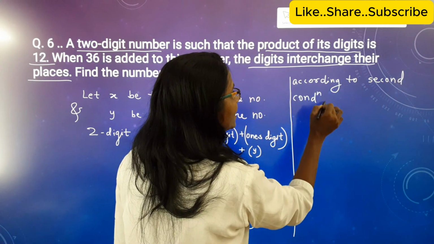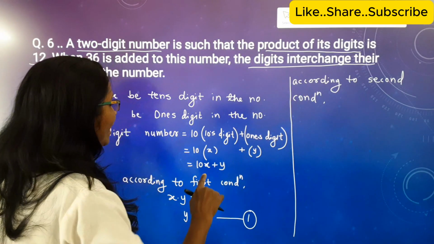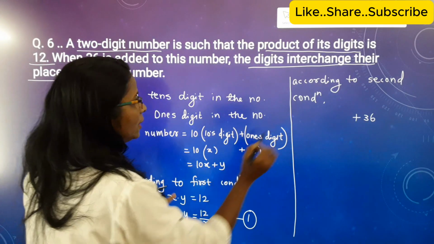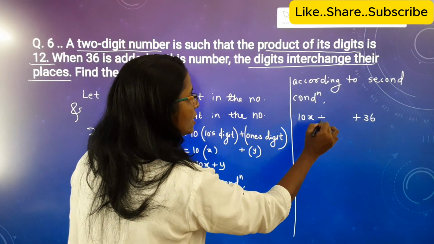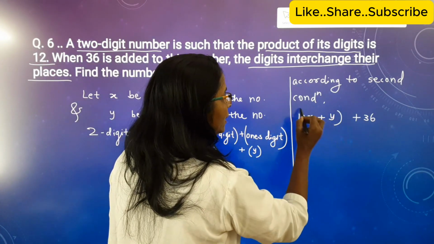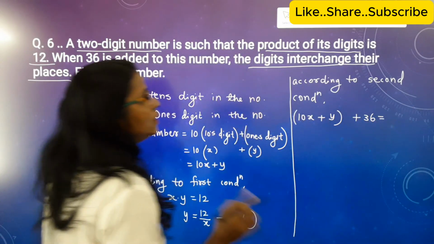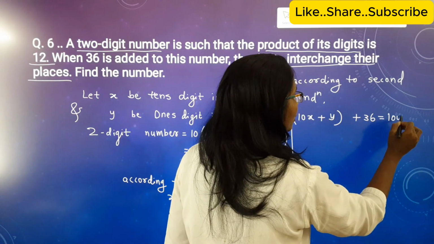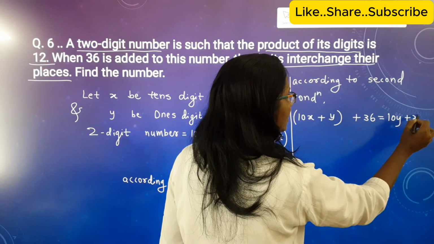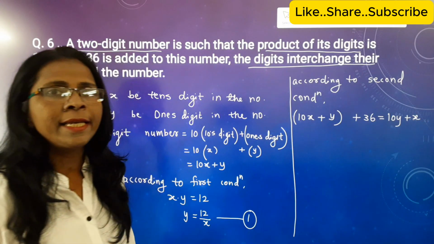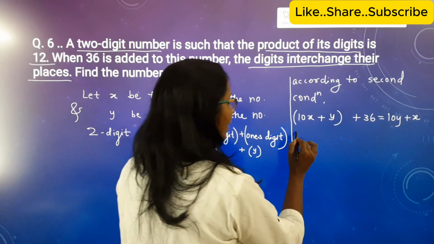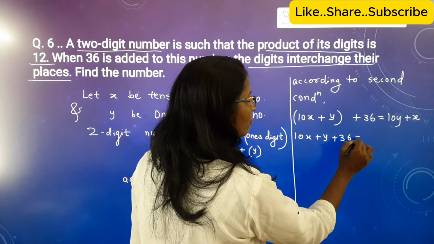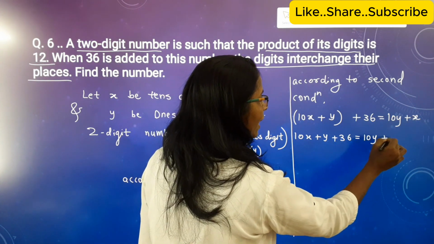Okay, which one is the second condition? That is, we add 36 to this number, that is 10x plus y, and we interchange the digits. So after interchanging, we get the two-digit number, that is 10y plus x. So this is the second condition. So it is applicable now: 10x plus y plus 36 is equal to 10y plus x.